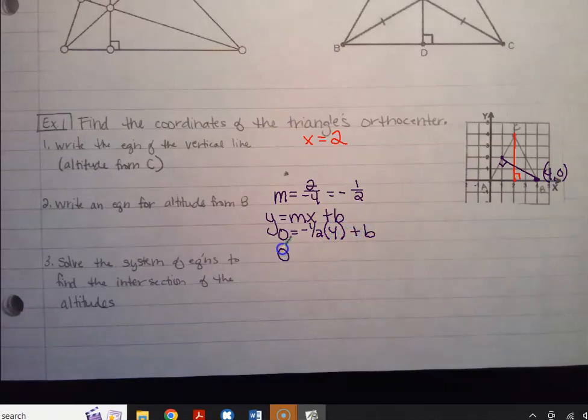Yeah. So 0 equals, what's negative 1/2 times 4? I don't know. Okay, well, a negative times a positive is a negative. What's half of 4? 2. You do know. Okay, plus b. All right, so how are we going to get b by itself? I know this, I just don't know. Well, we have a negative 2, so we need to add 2. So 2 equals b. All right.